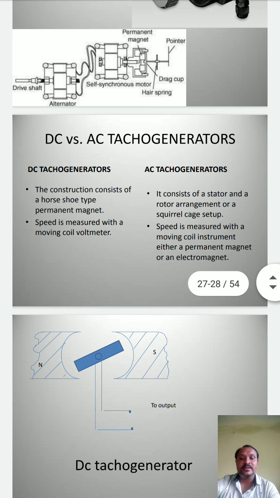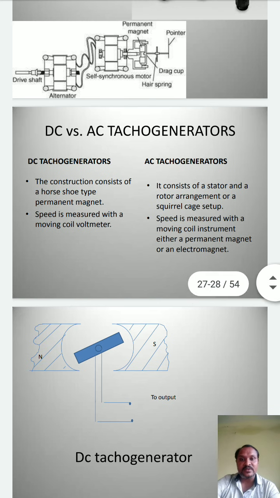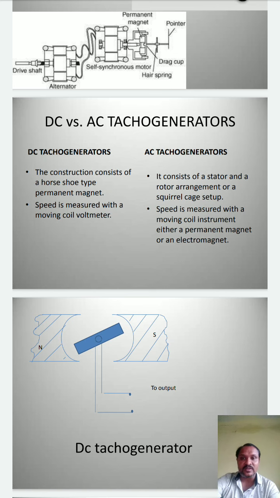So let us see the DC and AC tacho generators. What are the differences here? In the DC tacho generator, the construction consists of a horseshoe type permanent magnet. Whereas in the AC tacho generator, it consists of a stator and rotor arrangement of a squirrel cage setup. So here the rotor will be there, as well as the stator. But in the DC tacho generator, the horseshoe type permanent magnet is used.